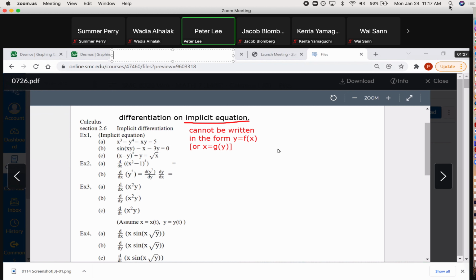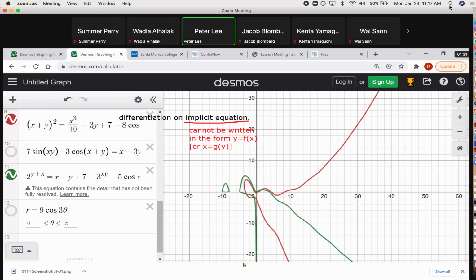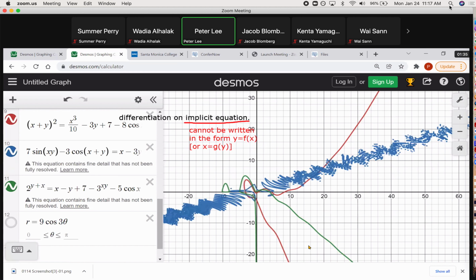Again, I think I gave you the graph. For those of you who came in late, let me just give you some graphs here. Yeah, look at this. Am I sharing this page? Yes.